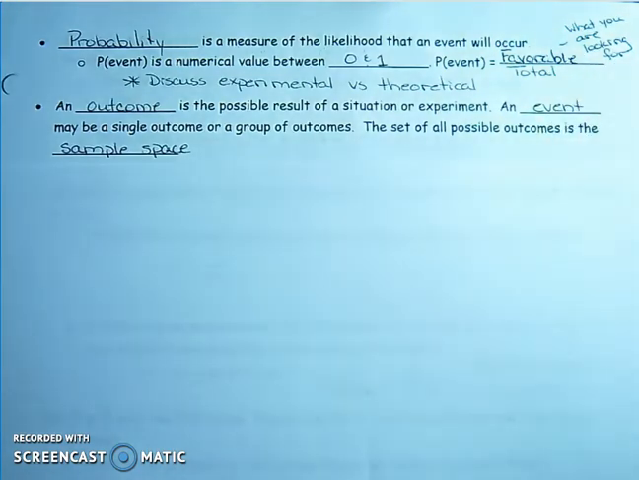total possibilities. So an example that's pretty classic is flipping a coin. Probability of flipping a heads is 1 out of 2, same as a tails, because there's only one head out of the two sides of a coin.